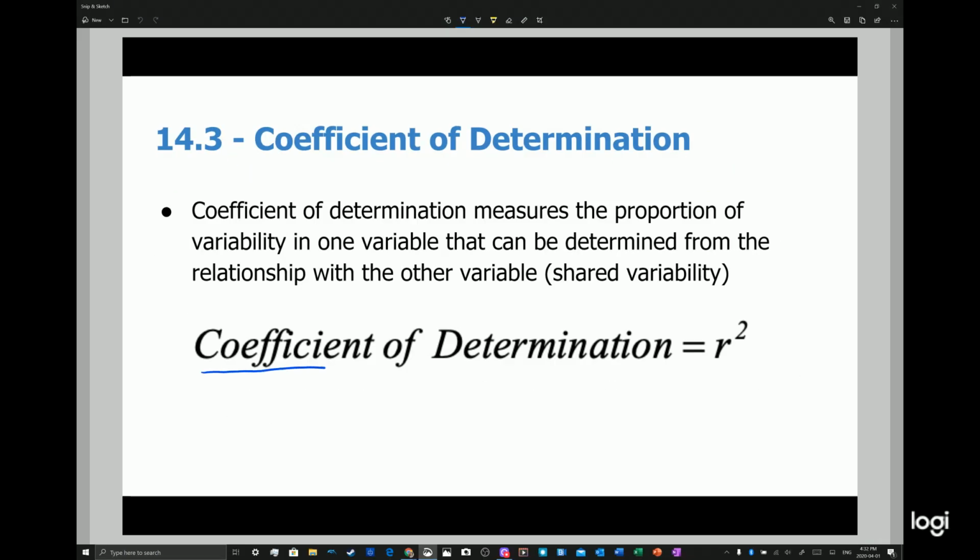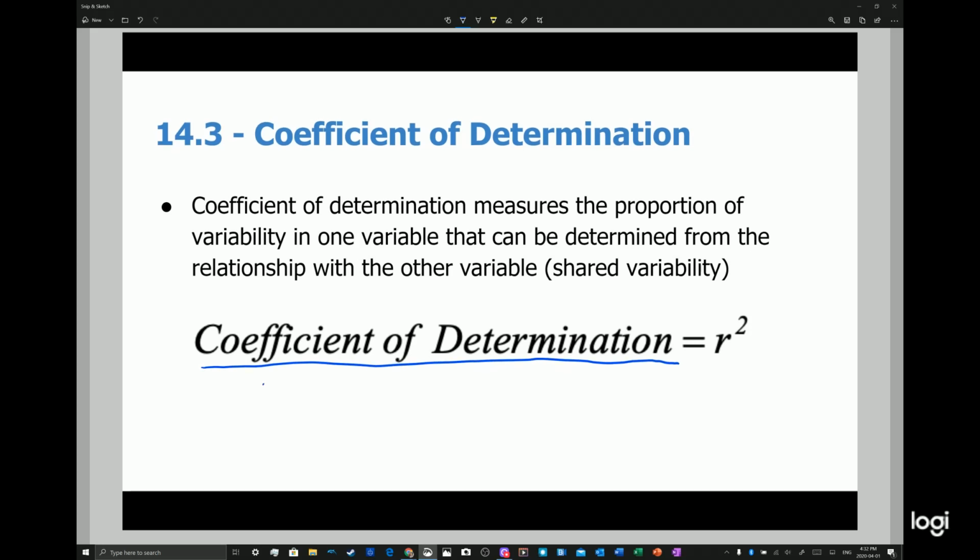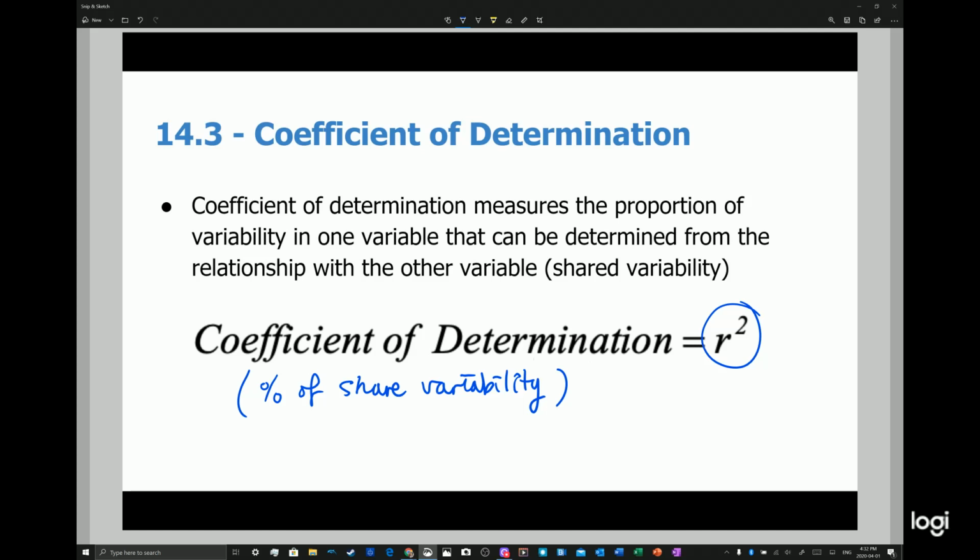So the correlation, or the coefficient of determination, which is your proportion or percentage of shared variability, and this is shared variability between x and y, by the way, is r squared. So this is your squared correlation.